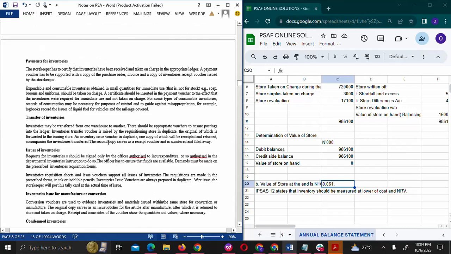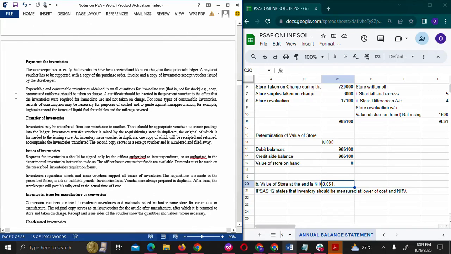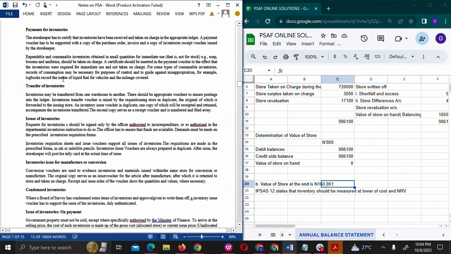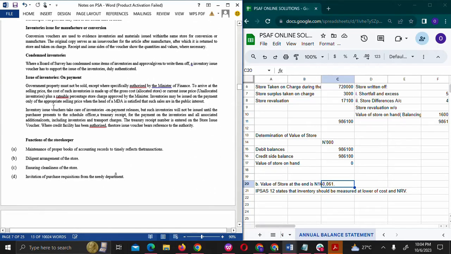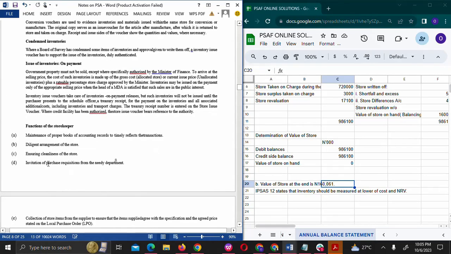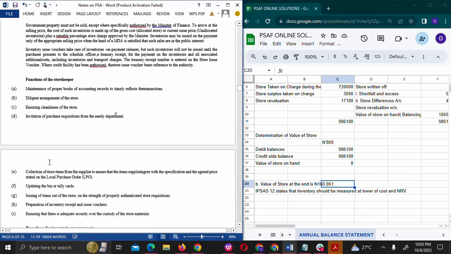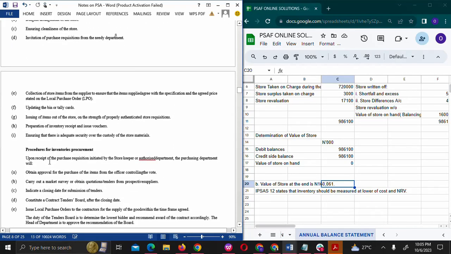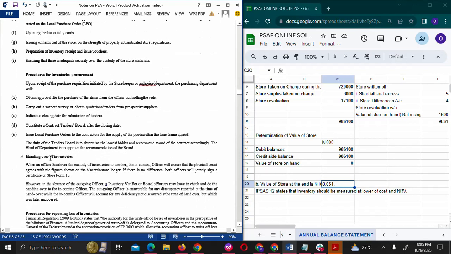So at your leisure, you can just read up these stuffs here on your own. The functions of a storekeeper basically is to maintain proper books of accounts, to keep diligent arrangement of the store, ensure cleanliness of the store, initiation of purchase requisition for needy contract and all of that. And also you have procedures for inventories procurement. You have to obtain approval.